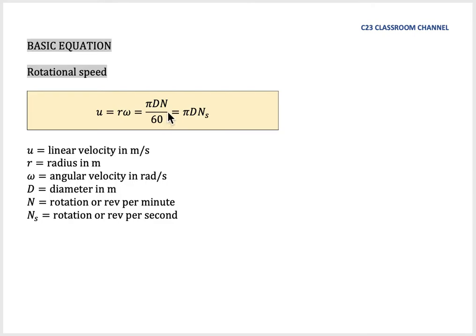That means if the rotational speed is already given in seconds, we can calculate the value of U by pi D N. Please be careful because normally in a pump or turbine question, it will give you the rotational speed in RPM.